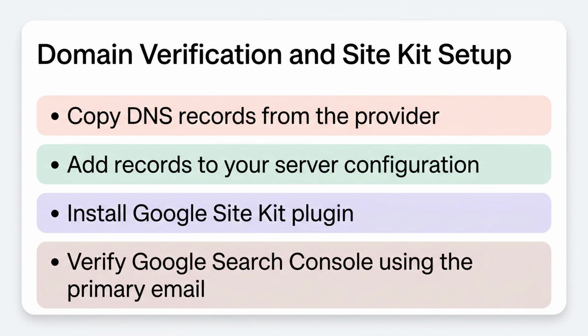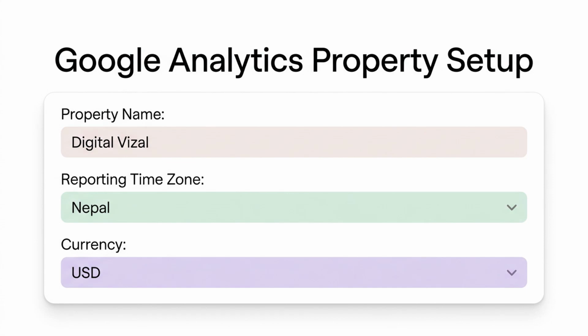Moving right along with our setup, the next crucial step is verifying your domain. You will need to copy the DNS records provided and add them to your server configuration. To make this process smoother, we use the Google SiteKit plugin. Ensure you log in and verify Google Search Console using the exact same email address you have been using, as mixing emails will cause connection issues. Once verified, we move into setting up Google Analytics, specifically a GA4 property.